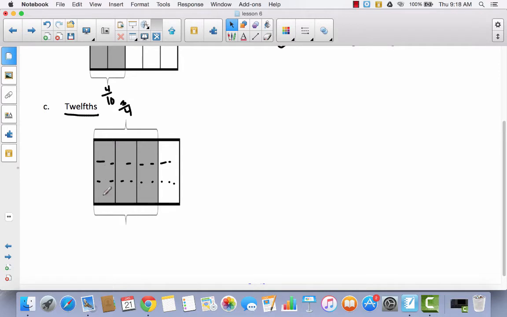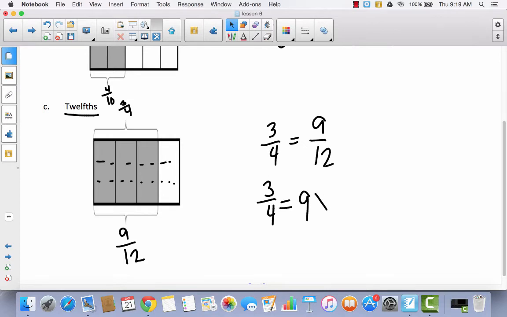I have 1, 2, 3, 4, 5, 6, 7, 8, 9, 10, 11, 12, and there are 9 of them. So I have 9 twelfths. So 3/4 is equal to 9 twelfths because 3/4 is equal to 9 times 1/12. If I went through here and counted, there would be 9 1/12ths, so it's 9 twelfths.